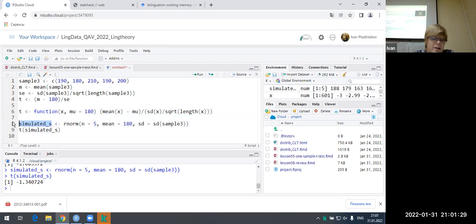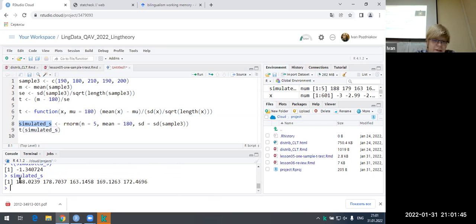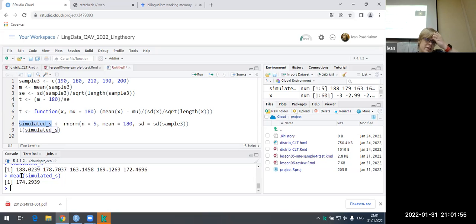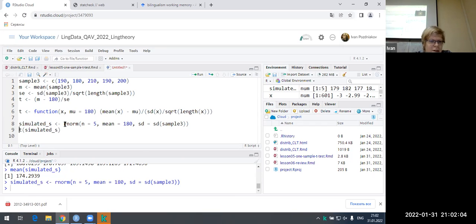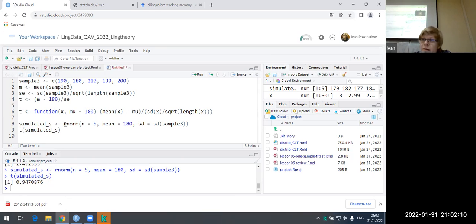Yes. So it means that the sample mean is lower than our hypothetical population mean. We can even calculate it. You can see that most of the values are lower than 180. So if you simulate many times, the sample mean will never be 180. So the statistic will never be zero. It will be somehow distributed.